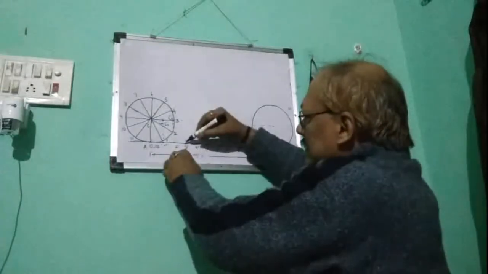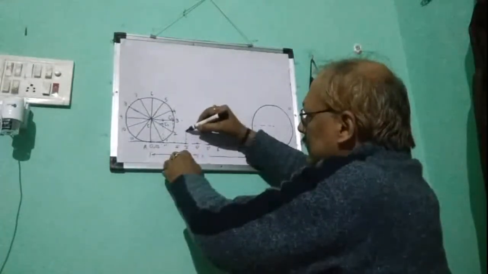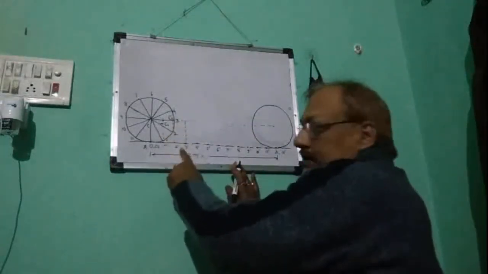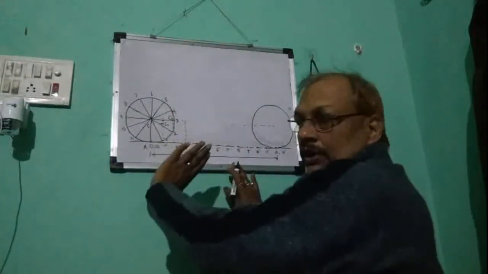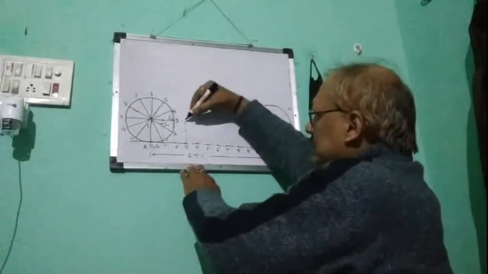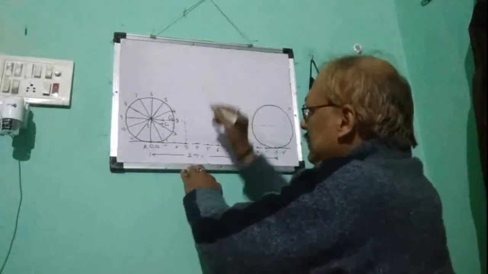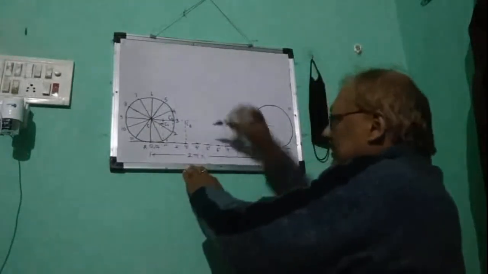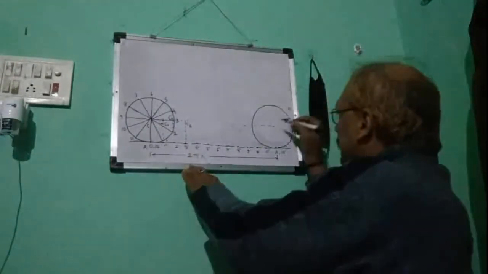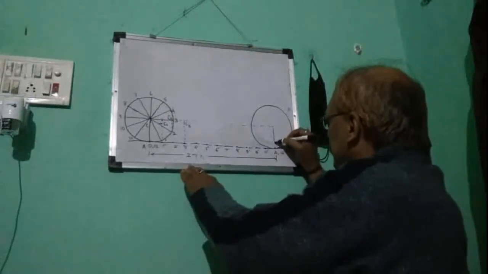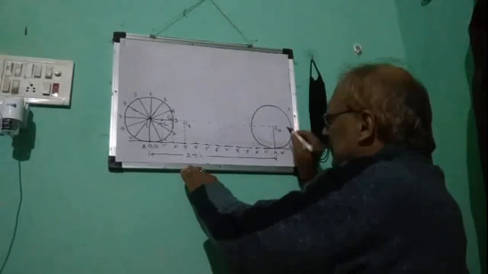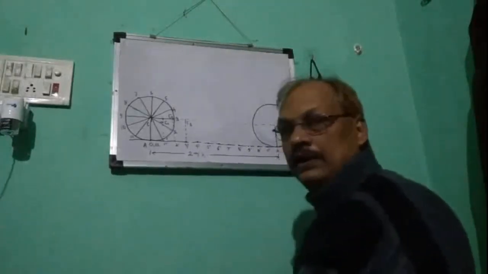Similarly, here when 3 will fall on 3 dash while rolling, the new center will be at C3. Similarly, C4, C5, and this is the last, C12. Okay, that would be the last position.